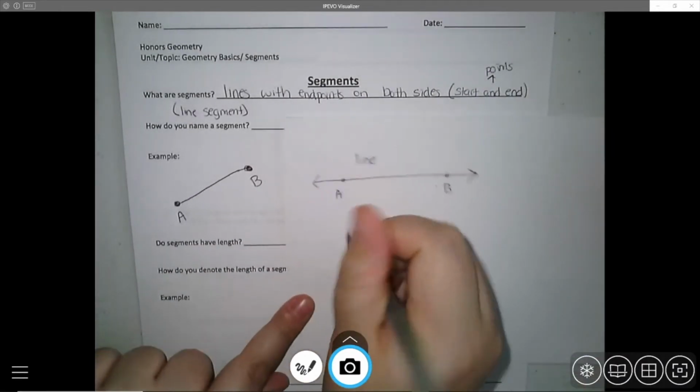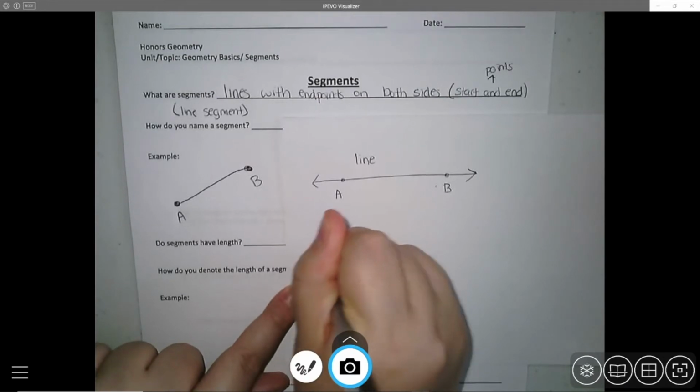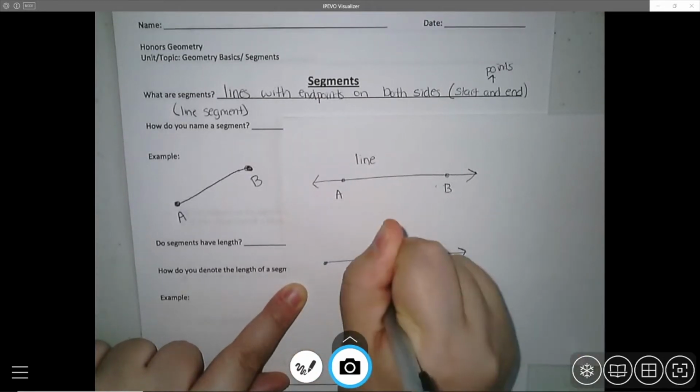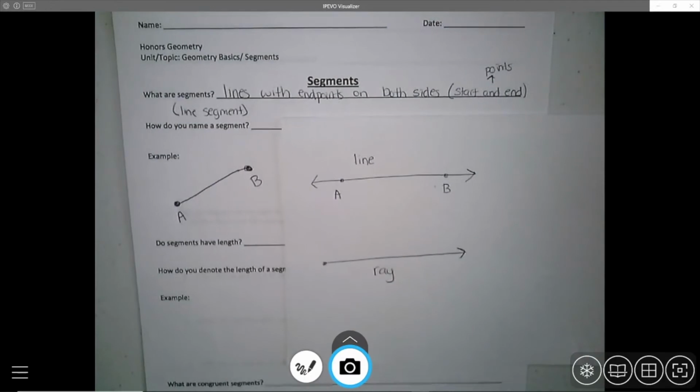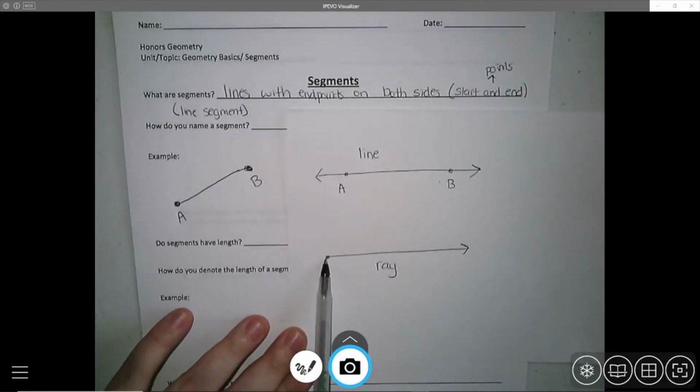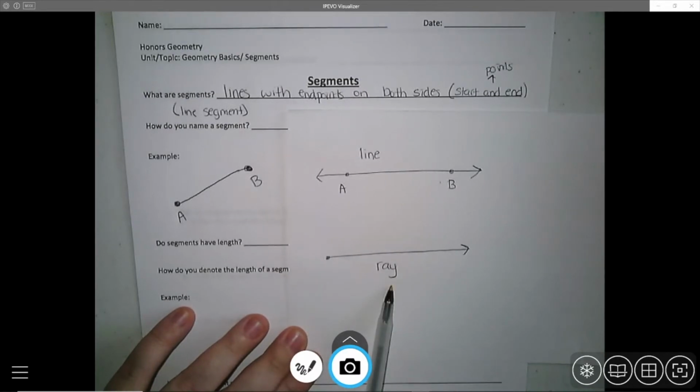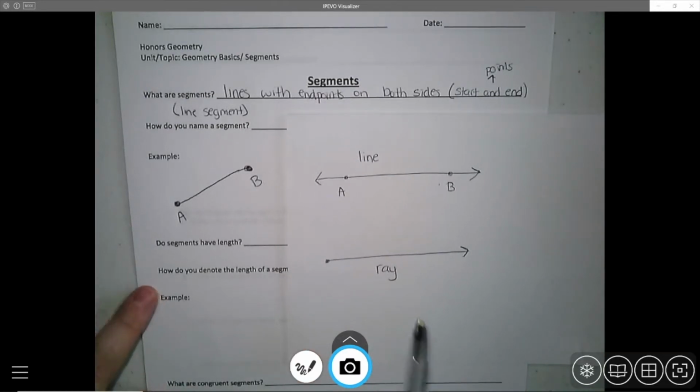And the other type of special line that we talked about was a ray. Remember, a ray is like a marriage of a segment and a line. It has a beginning, but it has no endpoint. It goes on forever because it has the arrow. This is going to come back to be important when we talk about this next piece of information.